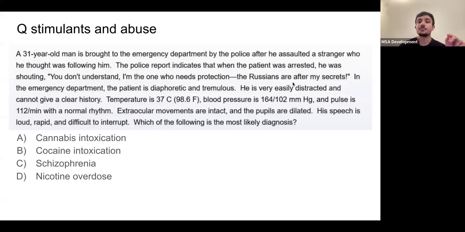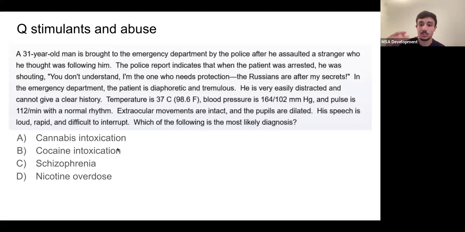One of those two. He's diaphoretic. What does diaphoretic mean? It means he's sweating. Easily distracted. And then look at his blood pressure. It's extremely high, 164 over 121. So he's hypertensive, and hypertension in a 31-year-old, is that common? Not really. He's also tachycardic. And very extremely important, his pupils are dilated. So what does this all connect to? It connects to the answer being B, cocaine intoxication.